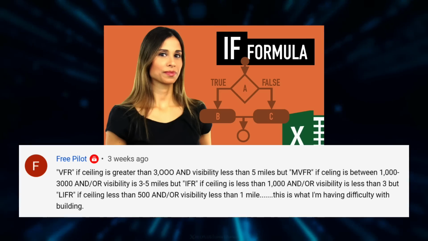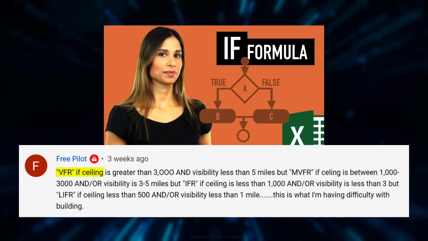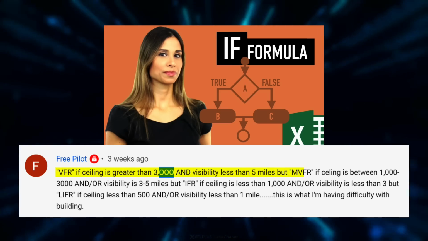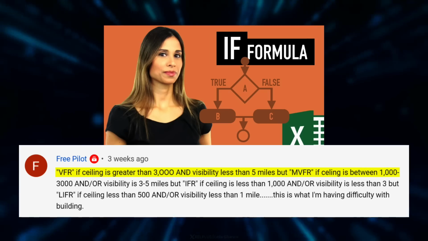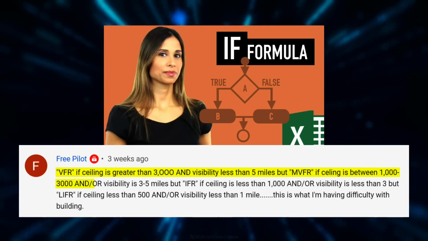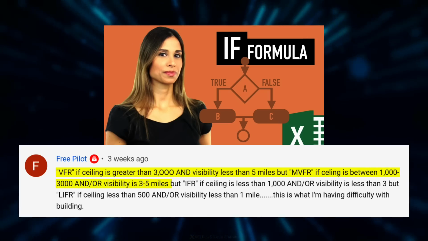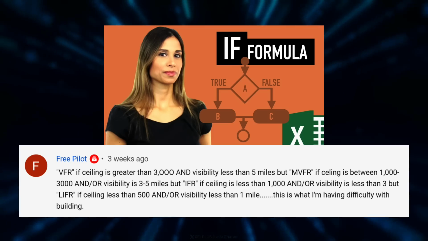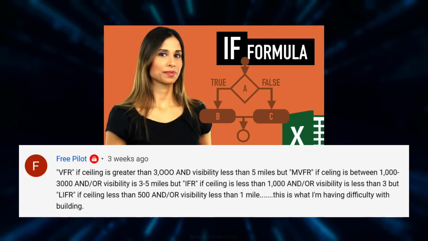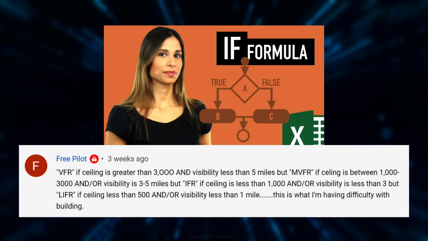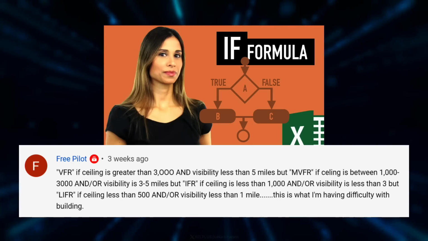And they asked, VFR if ceiling is greater than 3000, I think these should be zeros, and visibility less than 5 miles, but MVFR if ceiling is between this and this, or visibility is this, but this. So just reading this can make us a bit dizzy. Now, to be able to solve this, we will have to break it down into simple steps.